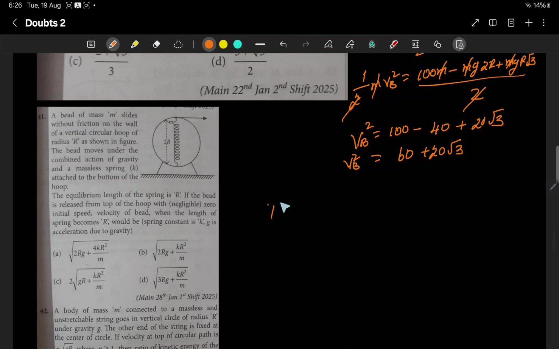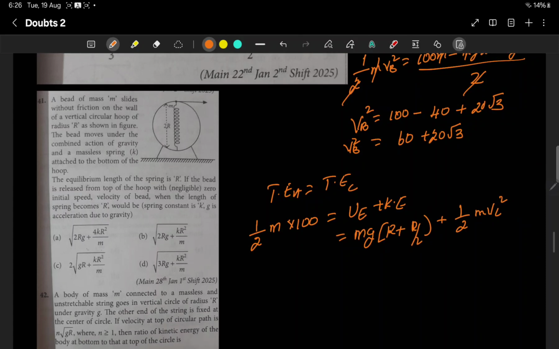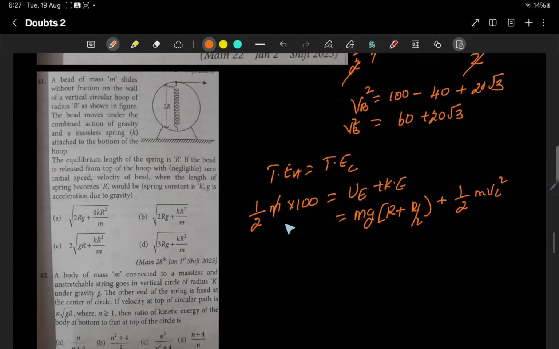Total energy at A should be equal to total energy at C. Total energy at A is nothing but half mv square. Velocity is 10, so 10 square is 100. Total energy at C is nothing but potential energy plus kinetic energy. Potential energy is nothing but mg, total height is r plus r by 2, am I right? Yes, r plus r by 2, plus kinetic energy, which is half m velocity c square. So here we can find what is this vc square. We can cancel m in the initial stage itself.